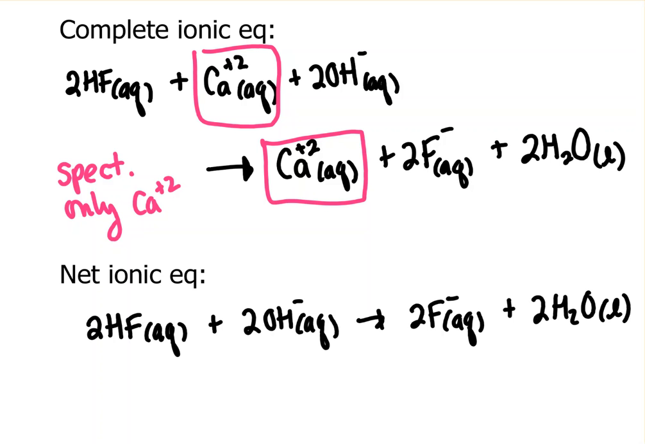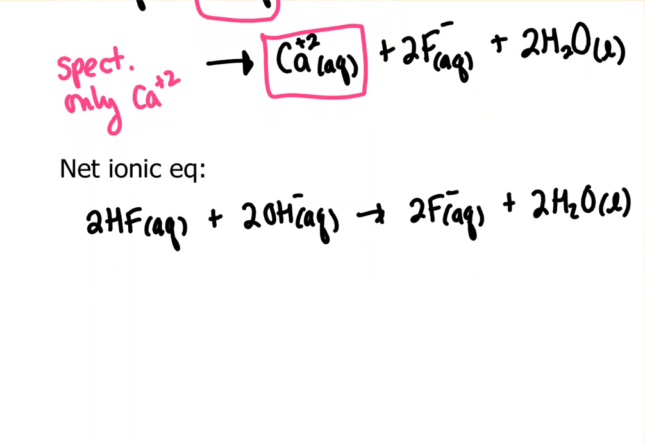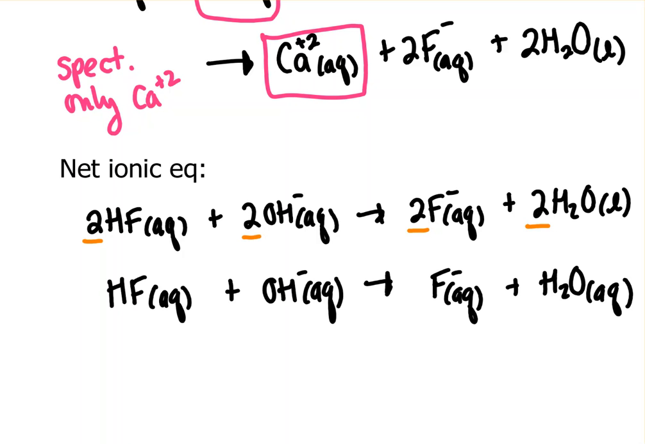And then that might look kind of funny, so we should reduce that. It's not proper to leave these 2's here. In other words, a 2 to 2 to 2 to 2 ratio is the same as 1 to 1 and so on. So I'm going to rewrite that. And there we have it. This is our net ionic equation.